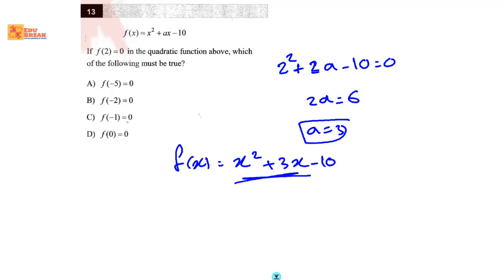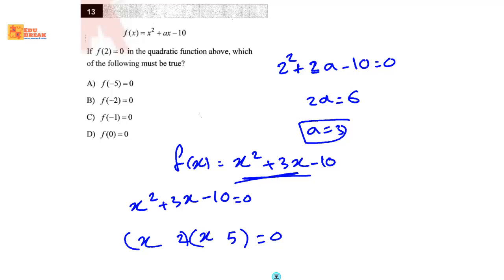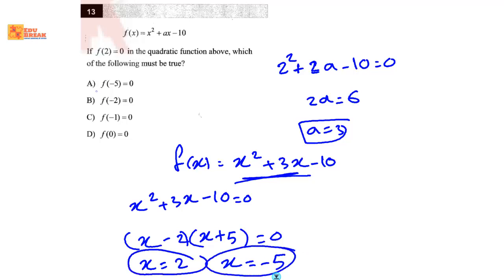Okay, we have in the answers f of x equals 0. It means we want to find the x-intercept. So using factoring, we have x squared plus 3x minus 10 equals 0. So it will be x and x, 2 and 5, one positive and one negative. So we have x equals 2 and x equals negative 5. So f of 2 equals 0 and f of negative 5 equals 0. So the answer is A. Next question.